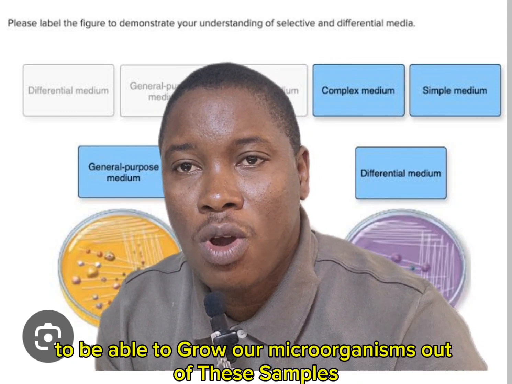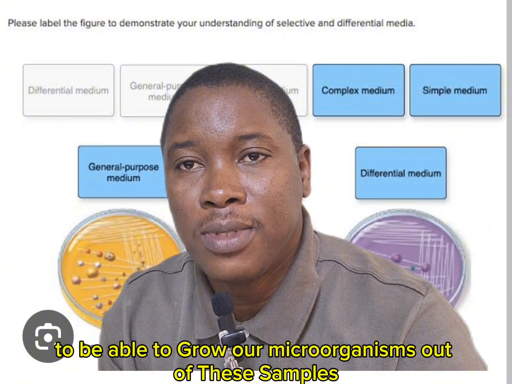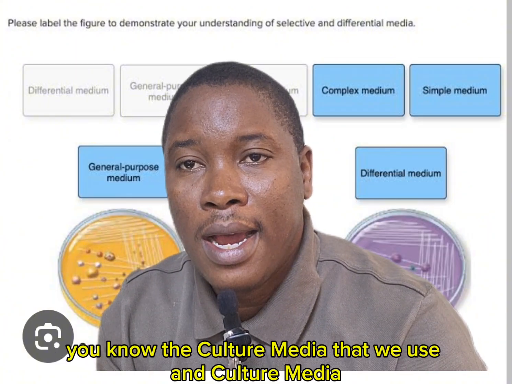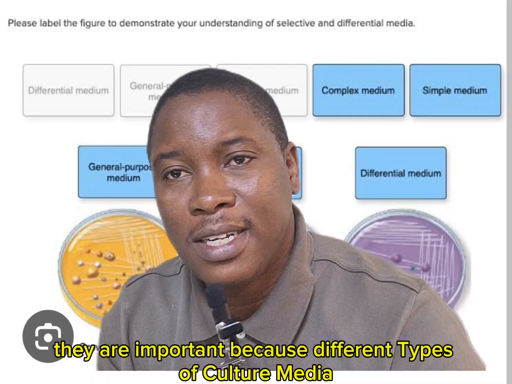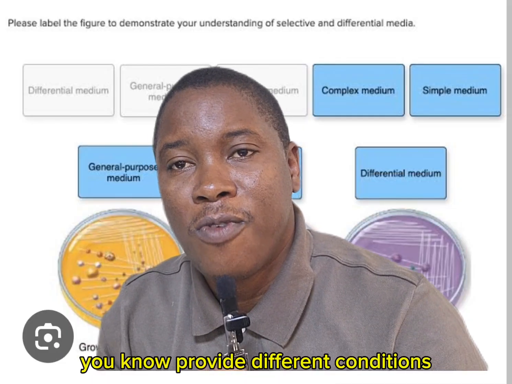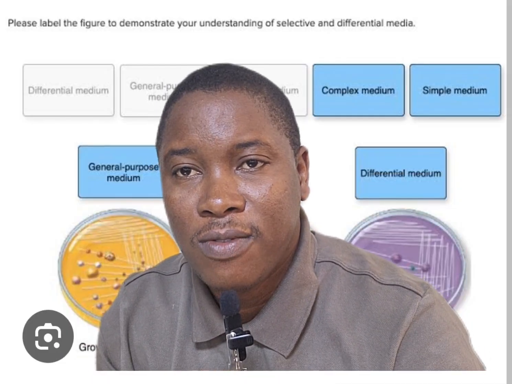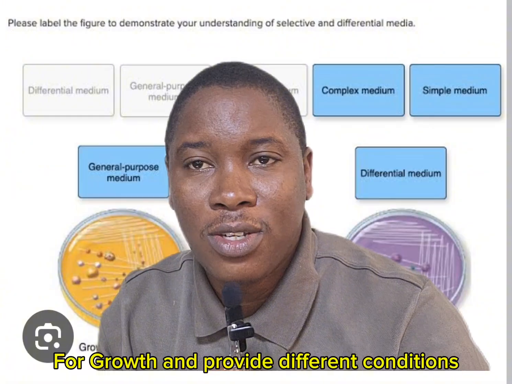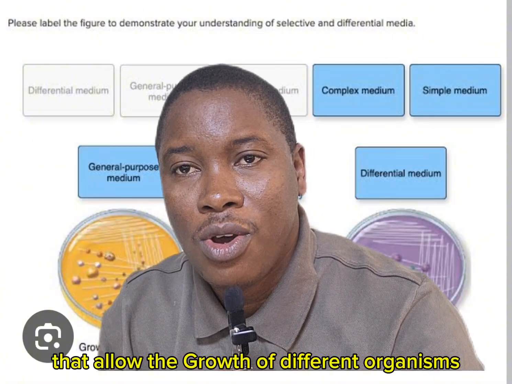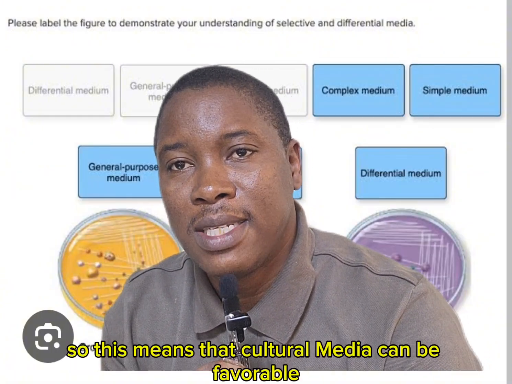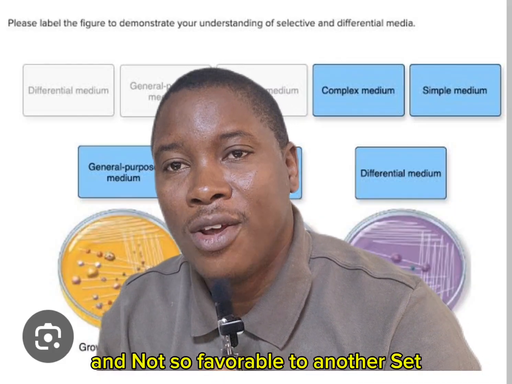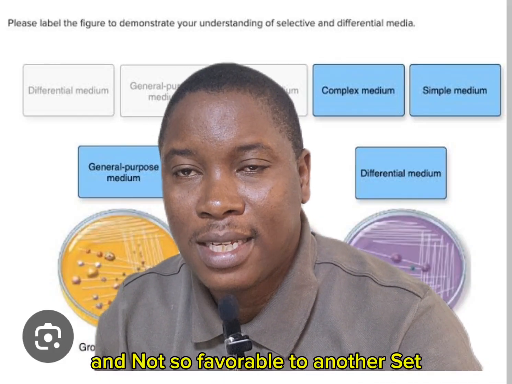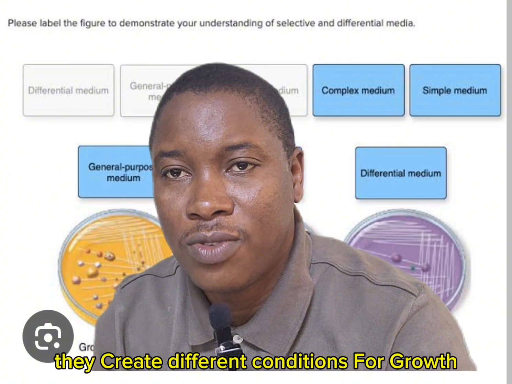Now, to be able to grow our microorganisms out of these samples, there are different culture media that we use. Culture media are important because different types of culture media provide different conditions for growth that allow the growth of different organisms. So this means that culture media can be favorable to a particular set of organisms and not so favorable to another set. They create different conditions for growth.